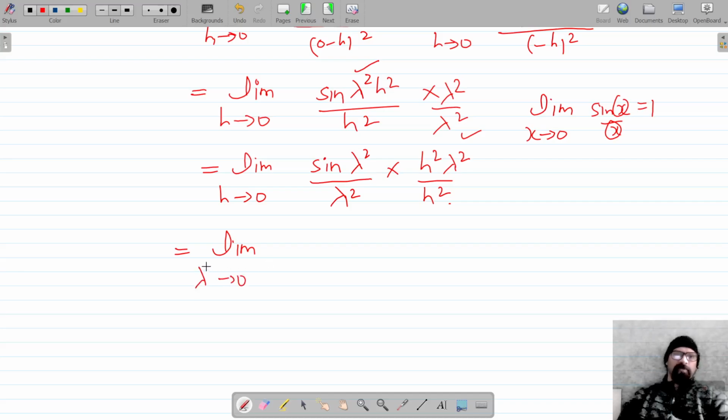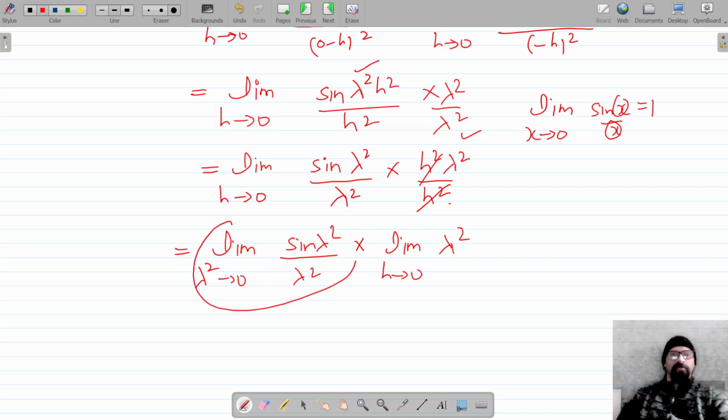If h tends to 0, then lambda h tends to 0, so I can write it as limit of sine lambda h square by lambda h square into lambda square, with h tends to 0. The sine part becomes 1, and we don't have any variable h left here. So this becomes lambda squared.